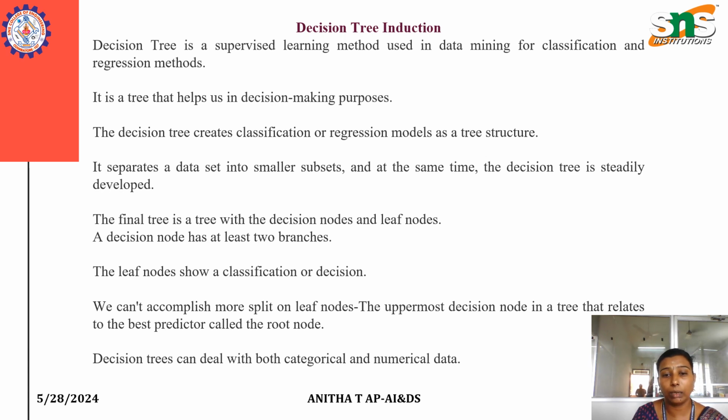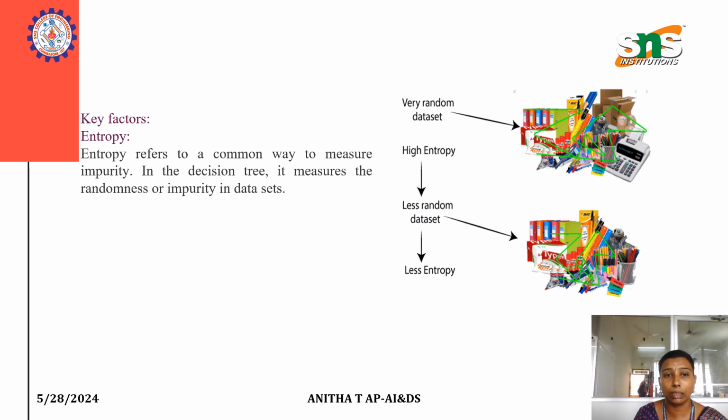A decision tree can deal with both categorical and numerical data. The key factor is that very random data sets have high entropy, and less random data sets have less entropy. Entropy is a common way to measure impurity in the decision tree. It measures the randomness or impurity in the data sets.